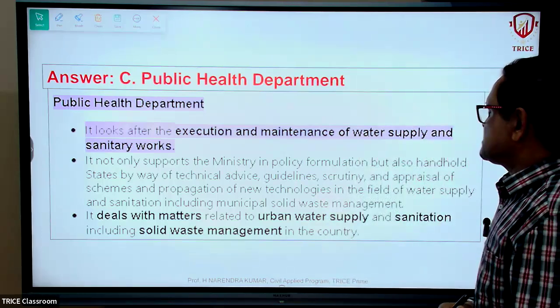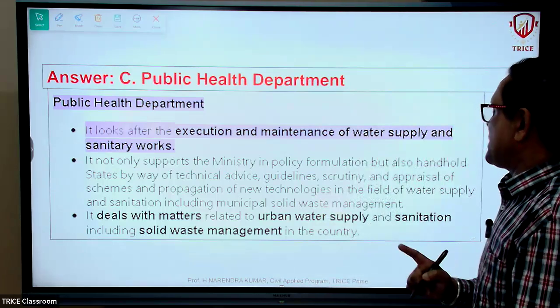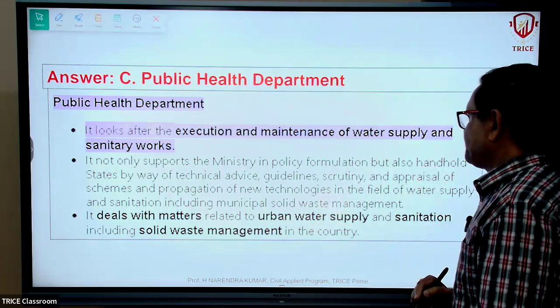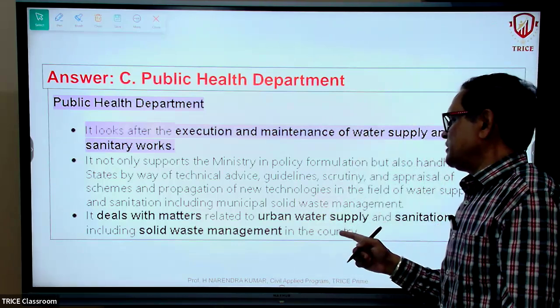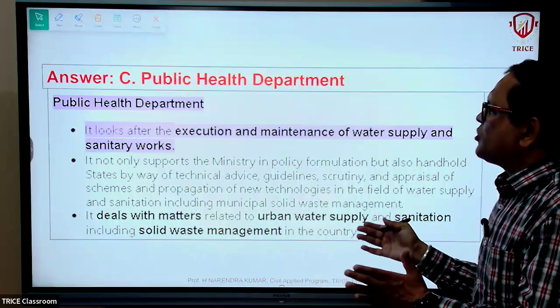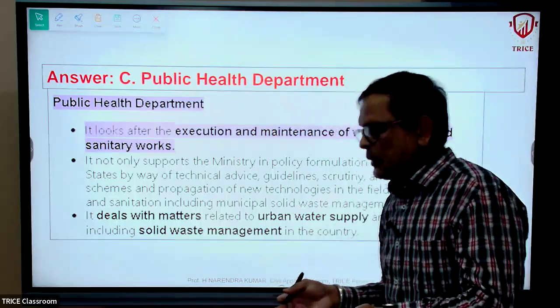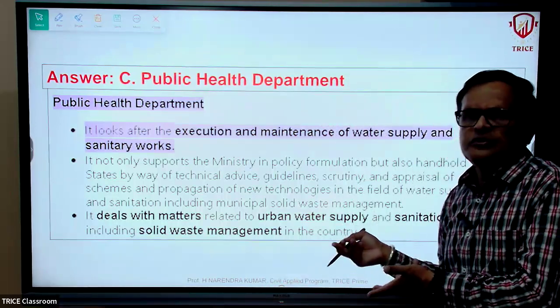It deals with matters related to urban water supply and sanitation, including solid waste management in the country. The public health department also takes care of solid waste management, because everything is related to public health. For example, in public health engineering, even solid waste management is there, and air pollution is also there.